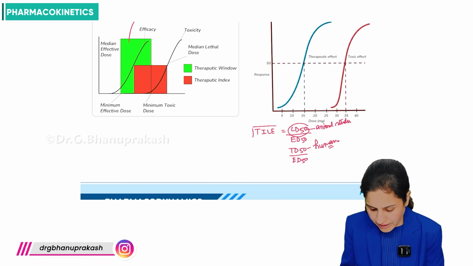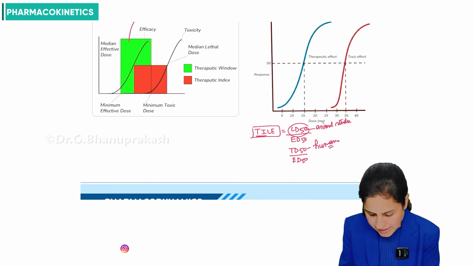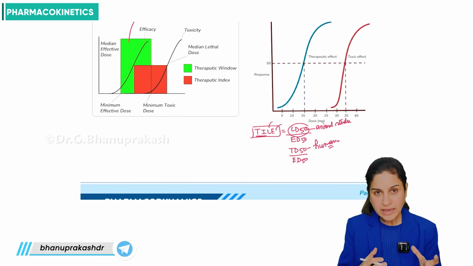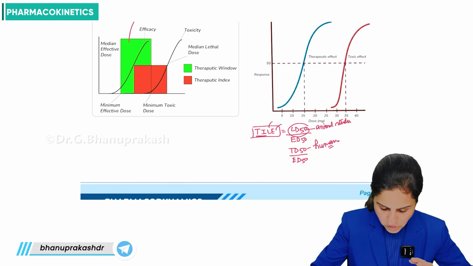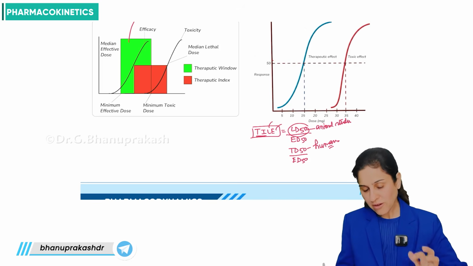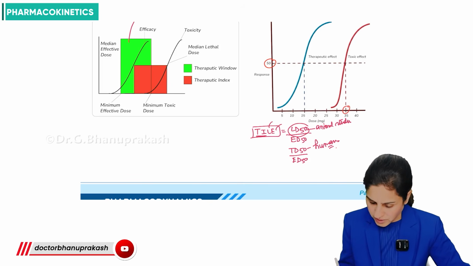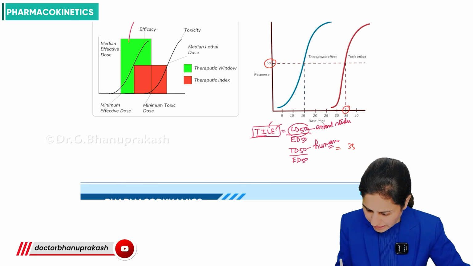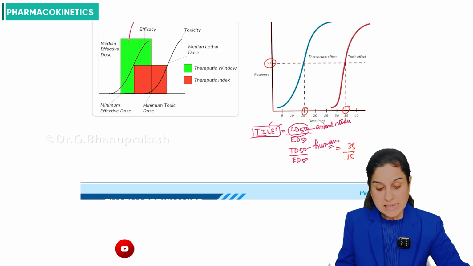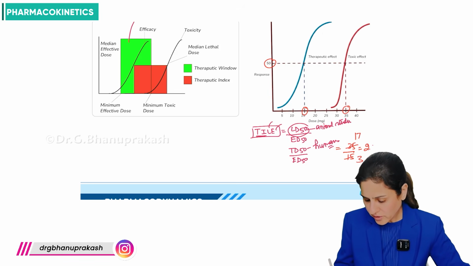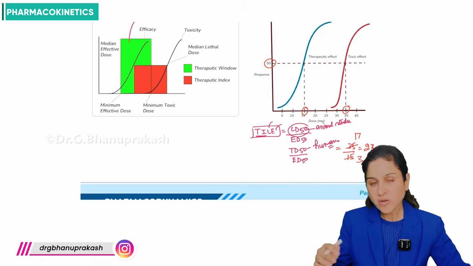Okay, now this is a mnemonic I put, TILE, tile. TI stands for therapeutic index, L stands for LD50, E stands for ED50. So how to calculate, if sometimes they ask you? If in this graph you are asked to calculate, what you have to do is divide TD50 over ED50. So this is the 50% response. So you say the dose which is required to produce 50% response, toxic effect, is 35. So this would be 35 divided by 15, right? So this is the answer here, roughly about 2.3, or we can say roughly about 2, right?